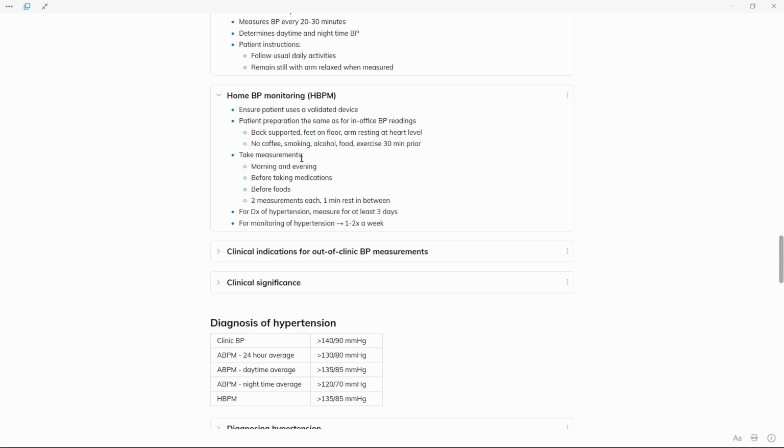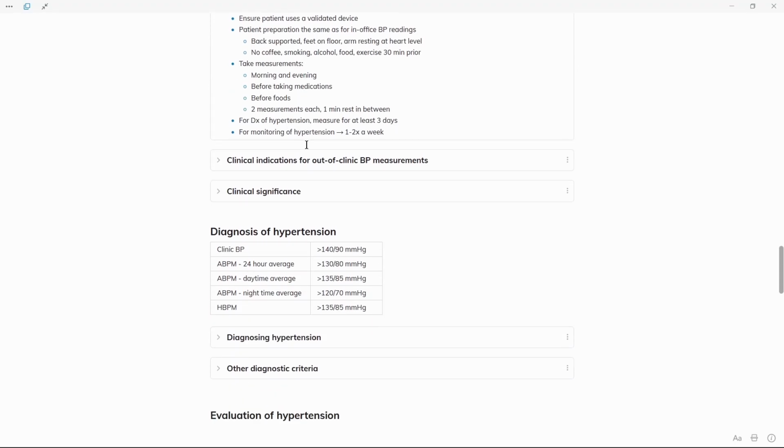If you want to diagnose hypertension in the patient with home blood pressure monitoring, then you ask them to measure it for at least three days, ideally a week. So two in the morning, two at night for three days. But if the patient has already been diagnosed with hypertension and you want to monitor their response to treatment, then you can get the patient to do it at least once or twice a week. The more numbers, the better, but it depends on your negotiation with the patient.